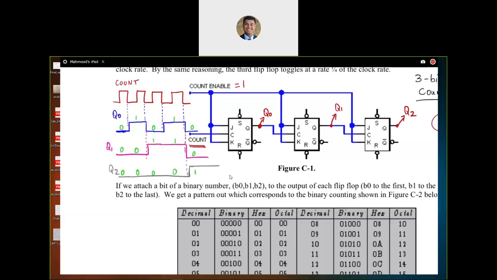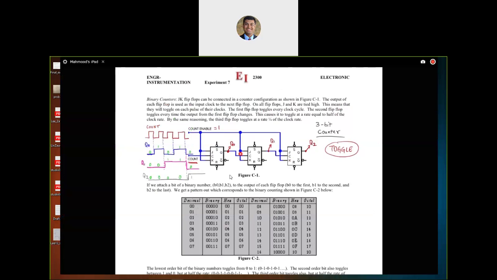So by connecting the 3 flip-flops back to back and driving the clock inputs by using the output from the previous stage and setting all the flip-flops in the toggle state, I'm able to design a counter, and this is an asynchronous counter. And it's called asynchronous counter because the count signal is not synced with all the flip-flops. It is only controlling the first flip-flop. So each flip-flop is synchronized with respect to the output of the previous one. So that's an asynchronous counter.